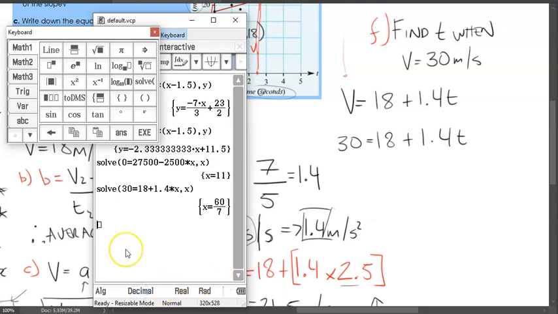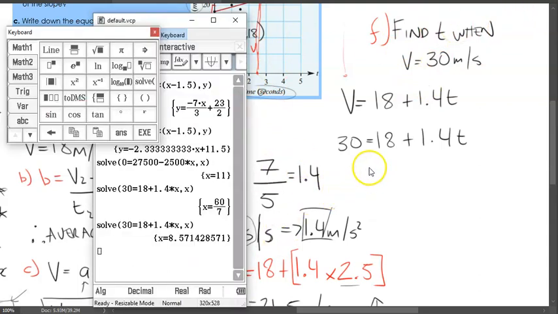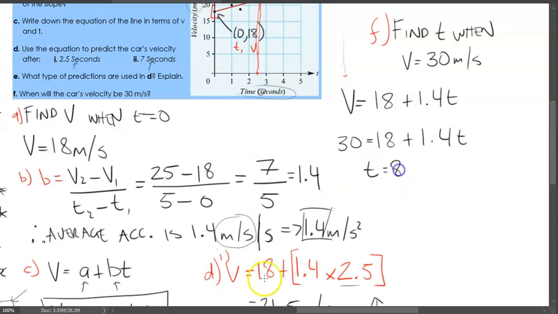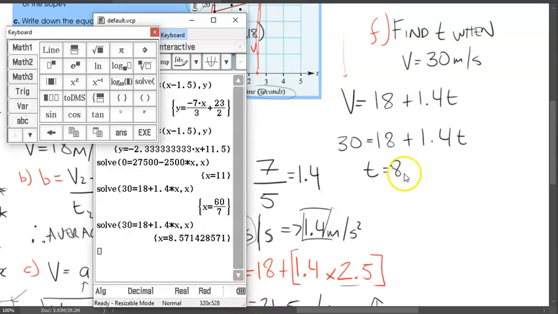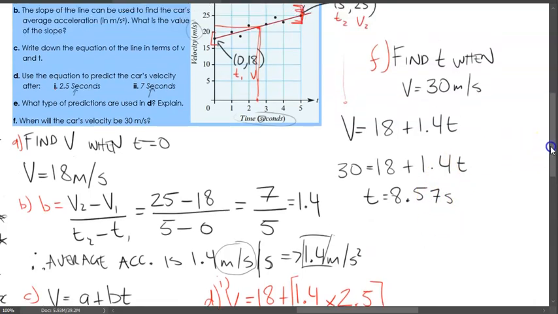Let's put this in decimal format: 8.57. So it's predicted that it will take approximately 8.57 seconds. Now, was the question asked in decimal format? Not necessarily. So t is going to equal 8.57. You just round it to 2 decimal places, just as a standard rule, seconds.